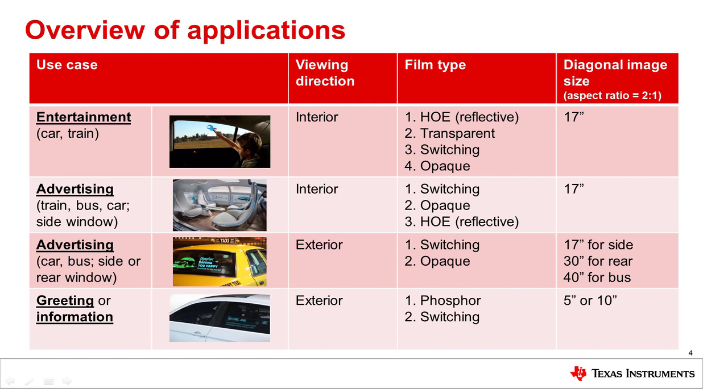They could be used in the vehicle interior for entertainment or advertising purposes. They could also be viewed externally to greet passengers as they approach the vehicle. Films considered today include holographic optical elements, transparent, switching, opaque, and phosphor film. Each type has its own unique characteristics and should be considered based on the application.